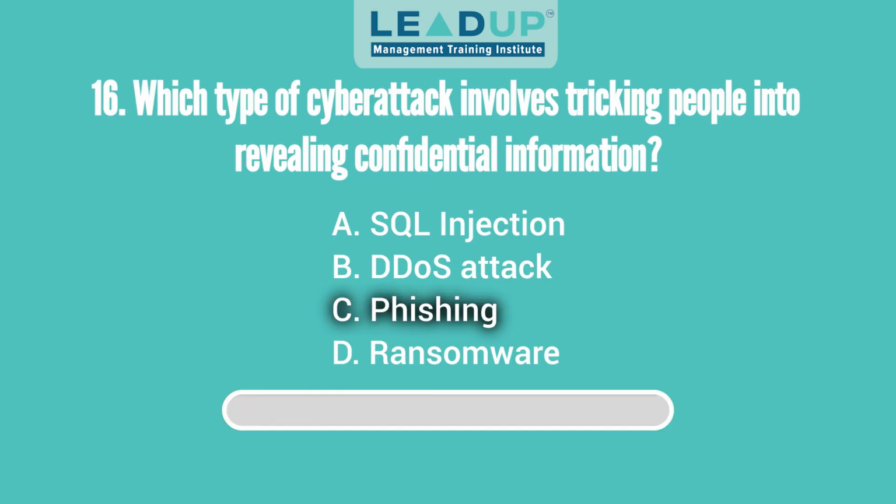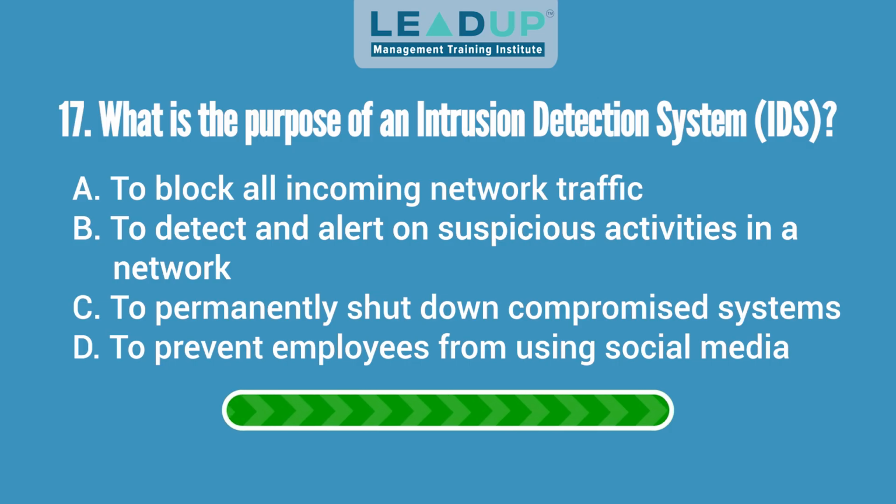Answer: phishing. Question 17. What is the purpose of an intrusion detection system, IDS? A. To block all incoming network traffic. B. To detect and alert on suspicious activities in a network. C. To permanently shut down compromised systems. And D. To prevent employees from using social media.